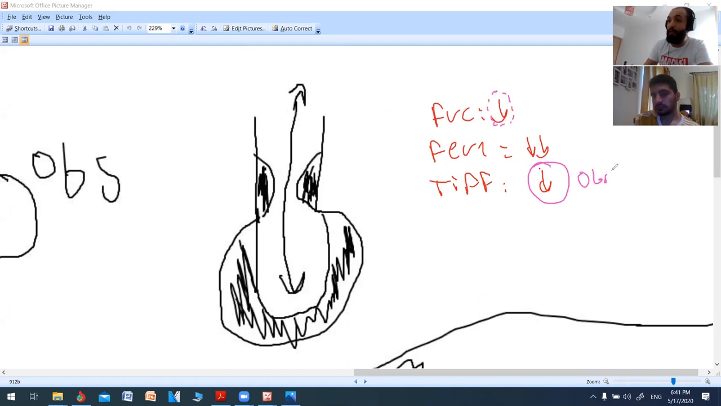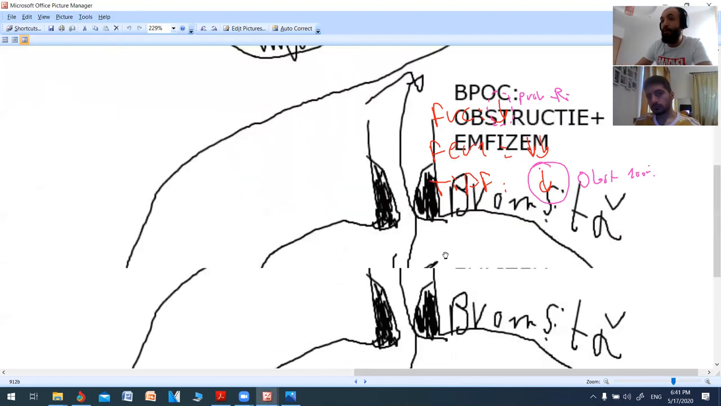You have to do another test to be sure that he has restriction. This will give you obstruction for sure. Okay? But here only a probability of restriction. So what will I have to do to be sure that he has also restriction? To check the total lung capacity and residual volume and find them low. You understand? So I have to do plethysmography. Clear? Yes. If I have all of this, I say for sure he has mixed disease.